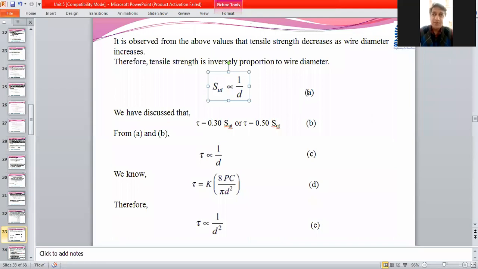So indirectly from equation A and equation B, you can write this equation C: as the ultimate tensile strength depends upon the diameter of that wire, and the shear stress depends upon ultimate tensile strength, hence directly this shear stress depends upon the wire. And its proportion is that as the diameter is going to increase, shear strength is going to decrease.